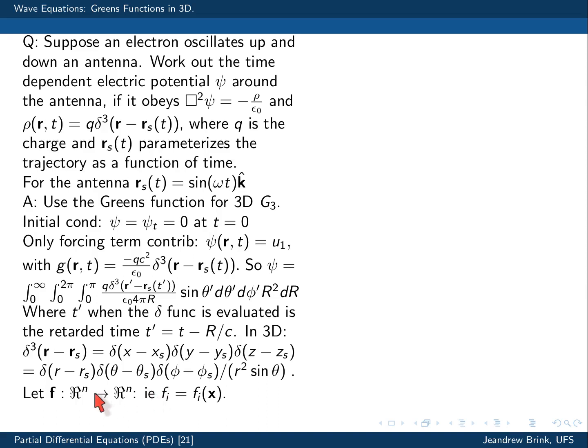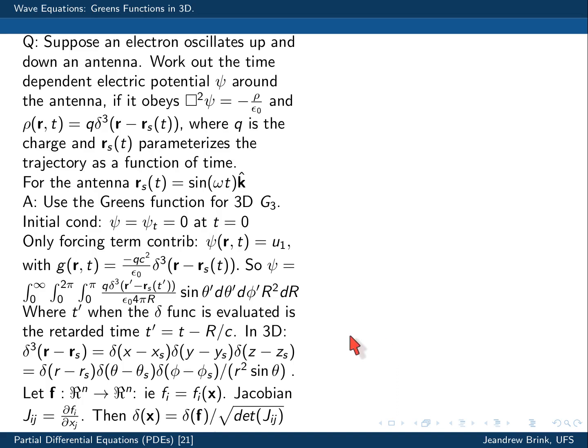Okay, and in general, if you have a function f from Rn to Rn, such that it's a coordinate change from the Cartesian coordinates x to a new set of coordinates defined by f_i, and you define the Jacobian as the matrix of derivatives of the new coordinates with respect to the old ones, you can then say that the delta function expressed in Cartesian coordinates is equal to the delta function in your new set of coordinates divided by the square root of the determinant of the Jacobian.